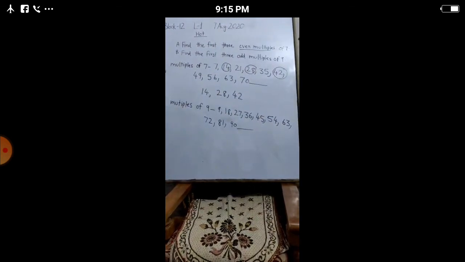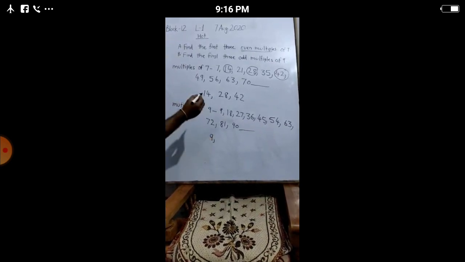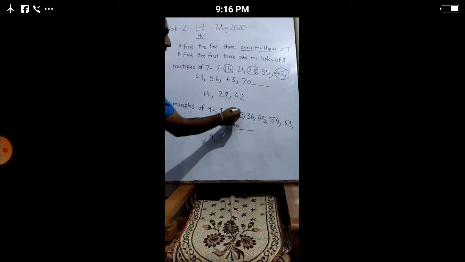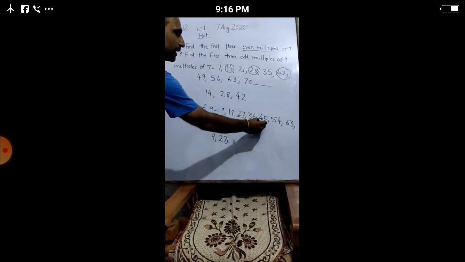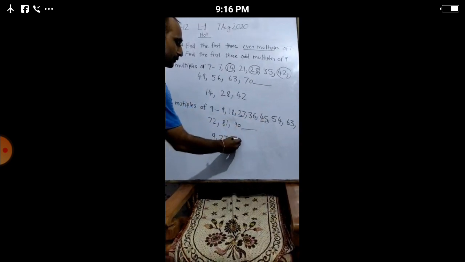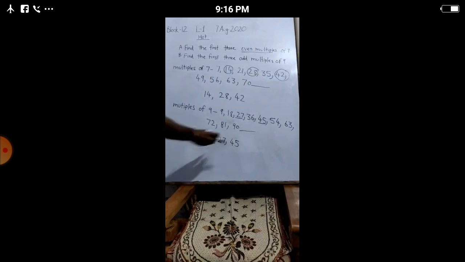I am going to sort out the first 3 odd multiples. So children, you know those numbers that end with 1, 3, 5, 7, 9 are called odd numbers. So children, here 9 is the first odd multiple, then 27 ends with 7, then 45. So the first 3 odd multiples are 9, 27, 45.